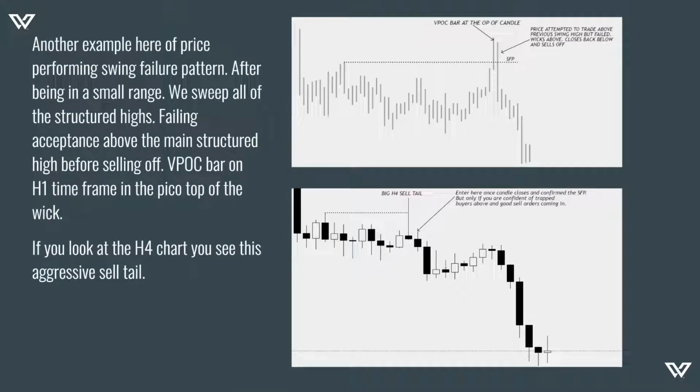Another example here. Price forms a swing failure pattern after being in this small range. We sweep all of the structured highs, failing acceptance above the main structured high before selling off. The VPOC bar on the one hour time frame is at the top of the wick. If you look at the H4 chart, you can see this aggressive tail.